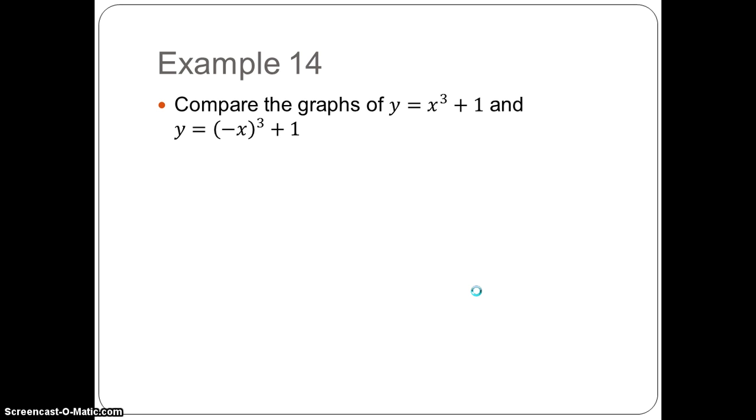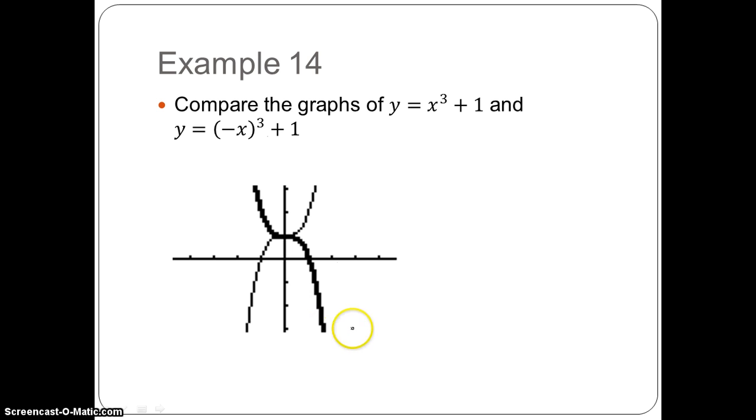Before we do that though, let's take a look at example 14. Compare the graphs of x cubed plus 1 and negative of x cubed plus 1. You can see that this second graph just replaces x with negative x. What happens? It gives us this curve where the dark line is y is equal to negative x cubed plus 1 and the normal line is y is equal to x cubed plus 1.